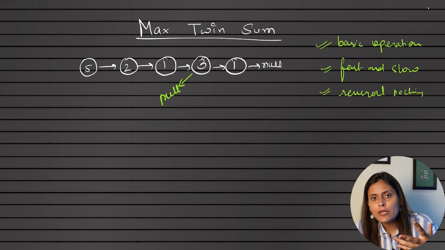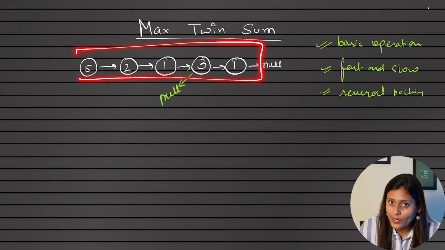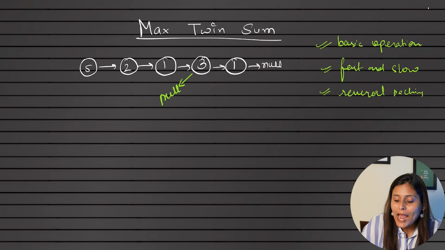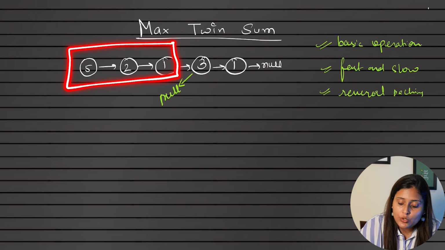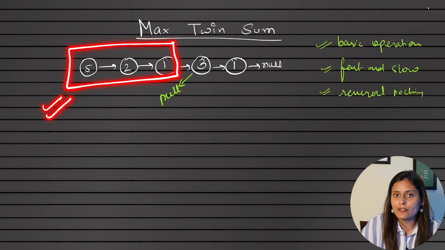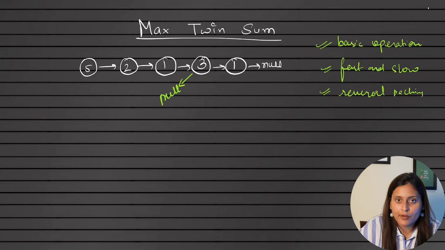But why only right becomes null? Because the length was odd. And because the length was odd, until this is your mid length, so definitely the left half length will be greater than the right half. So for sure right will become null first.